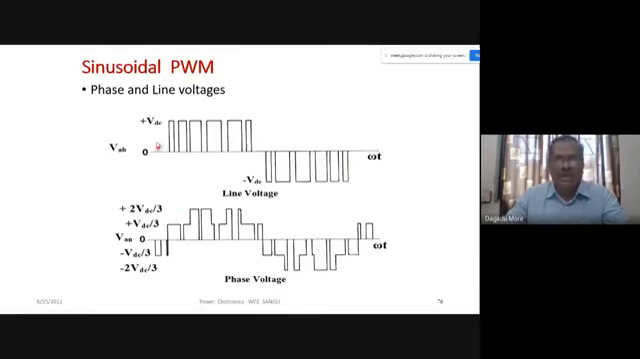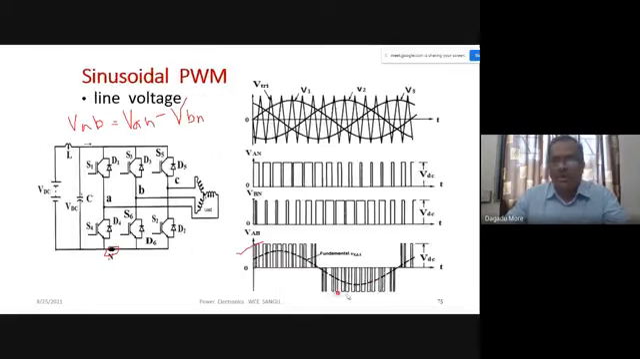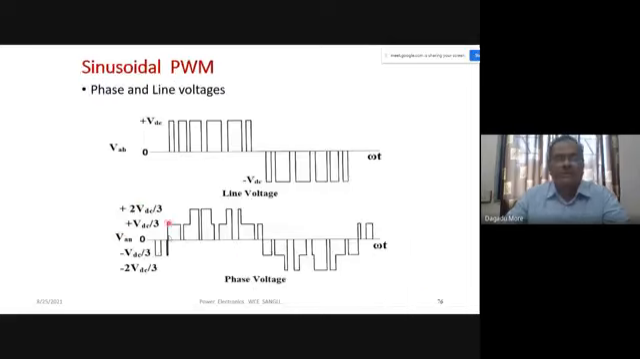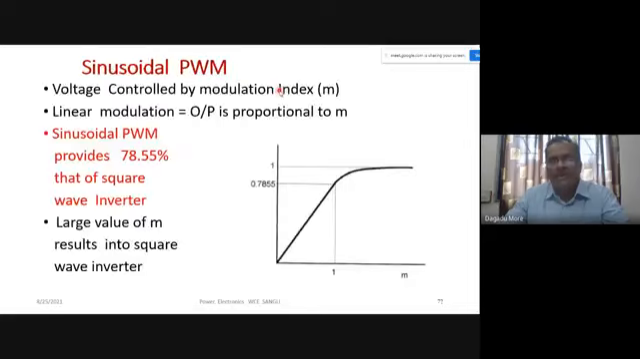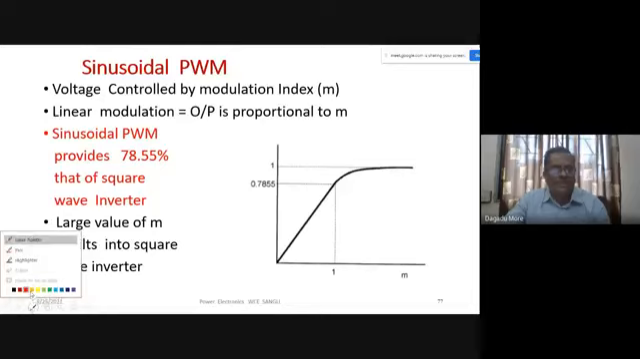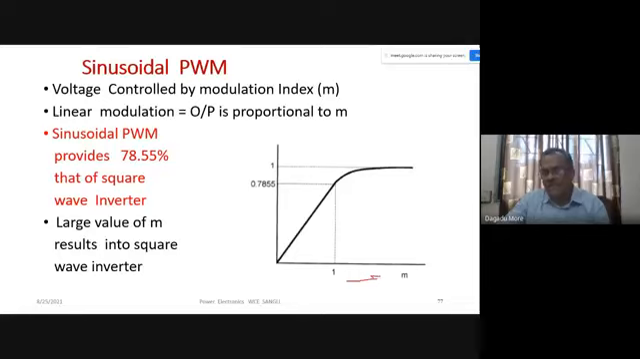This is the line voltage waveform, the same as what we have drawn. The lower waveform is the phase voltage, which has levels of 1/3 VDC and 2/3 VDC, and the upper is the line voltage. This graph indicates how we control the output, where the x-axis is the modulation index. We have defined m as the peak amplitude of the modulating wave, Vm, divided by the peak amplitude of the triangular wave, Vt.